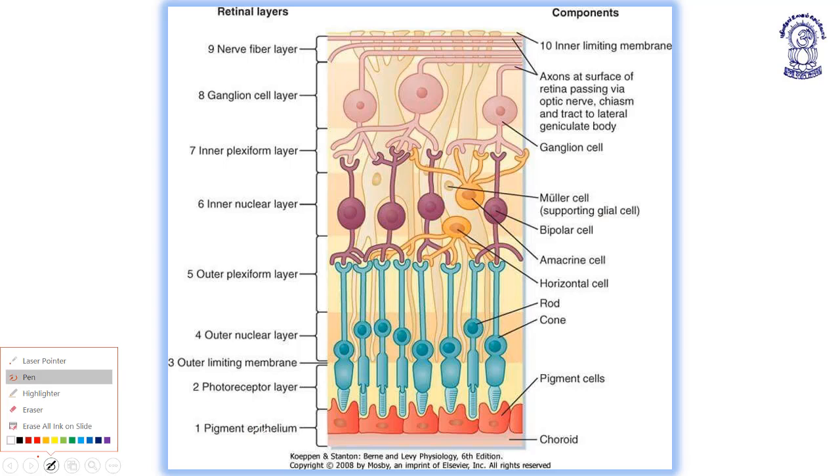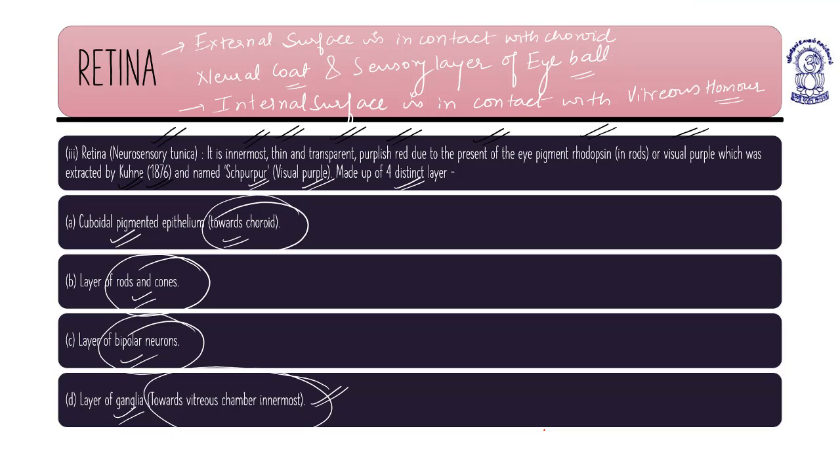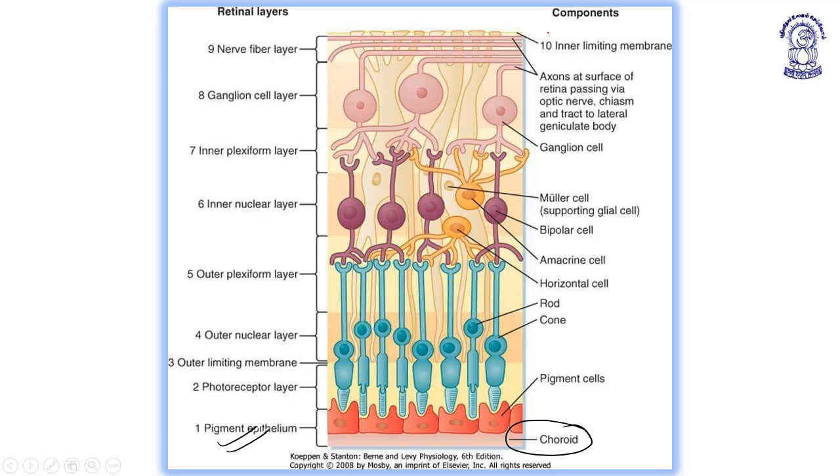Just a minute, I'll change that. This is the pigmental epithelium. Here you can see the choroidal layer is the outermost, and the vitreous layer is the innermost. The pigmental epithelium towards the choroid is the outermost. Then it contains pigment cells, which are photoreceptor layers. This is the photoreceptor layer.